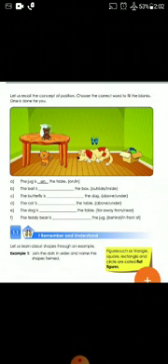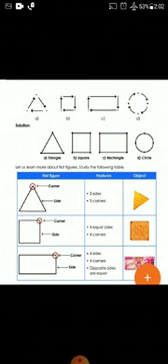So let us learn about shapes through an example. Figures such as triangle, square, rectangle and circle are called flat figures. Join the dots in order and name the shapes formed. See, the first A figure, the three lines are there. It is a triangle. The B figure, four are there. It is a square. In the C, also four are there. It is a rectangle. D is a circle. So, A triangle, B square, C rectangle, D circle.